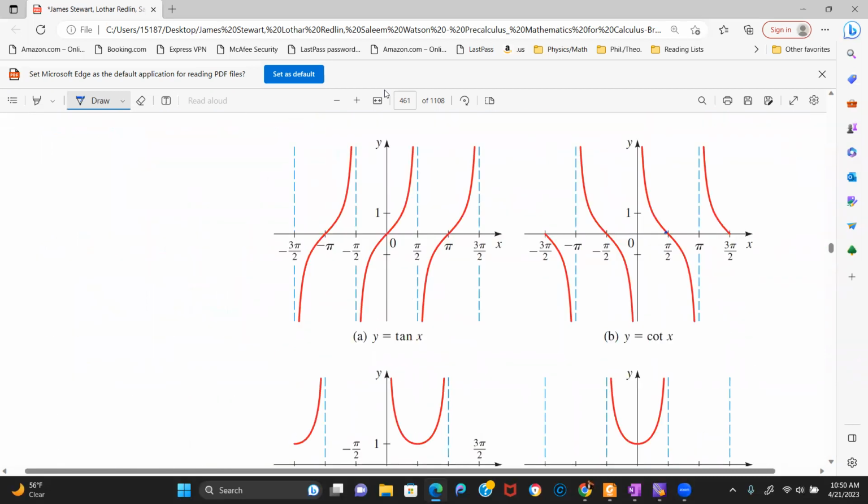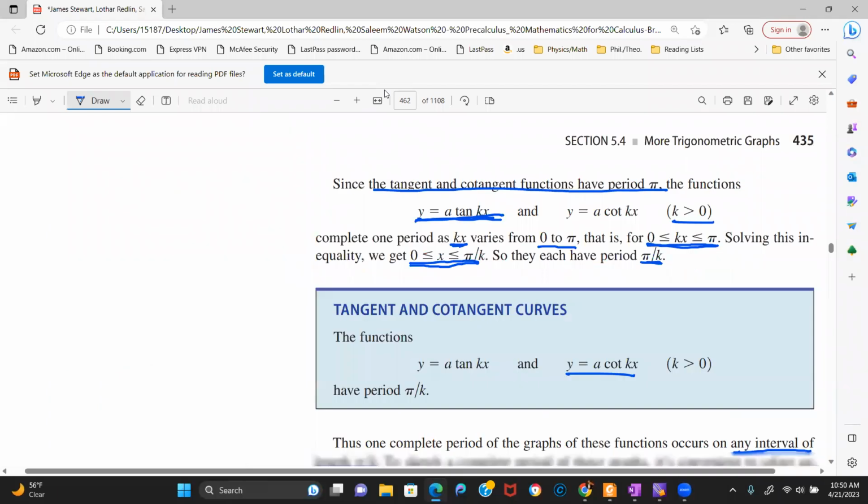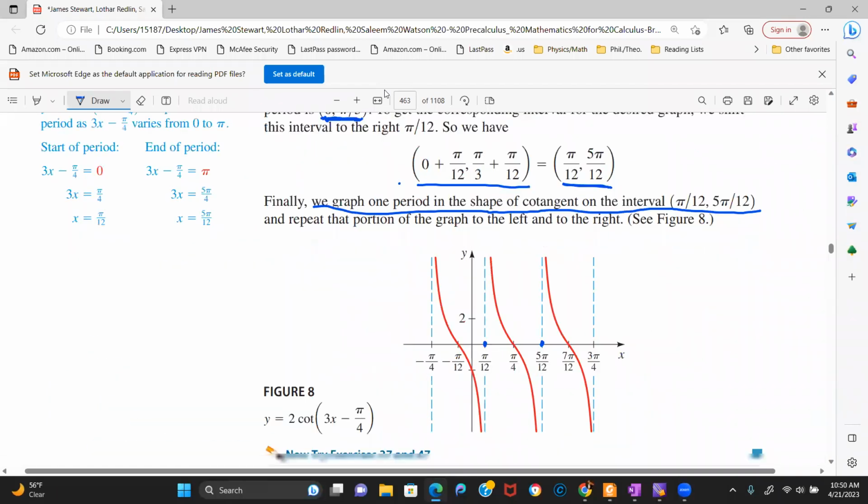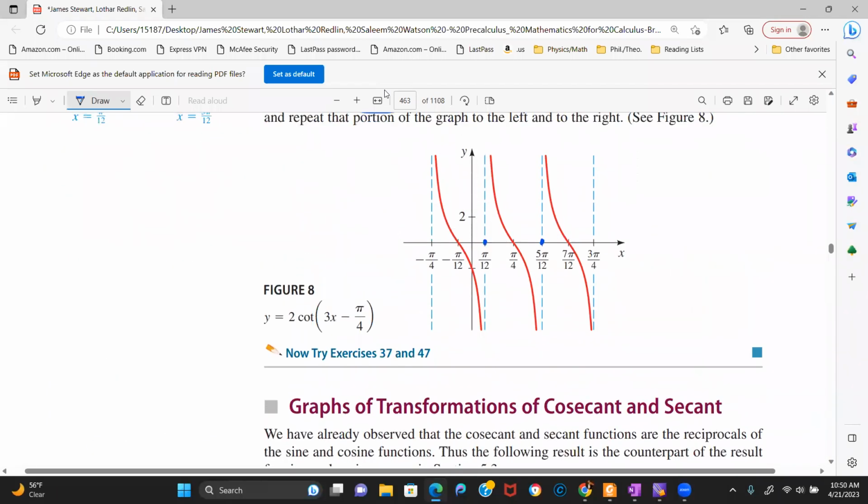So cotangent goes through the point pi over 2, right? And so we're shifting by pi over 12. So if I'm doing these calculations right, this will be 6 pi over 12, so it should be 7 pi over 12. When you shift that point over pi over 12 units, it should go to 7 pi over 12. And it does right there, see?